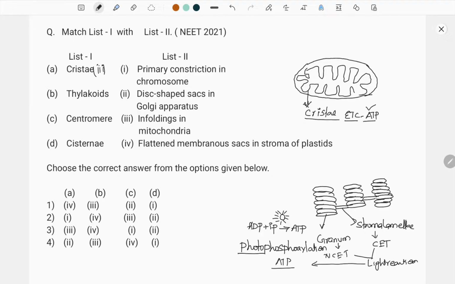So when there are more grana, the light reaction takes place, more photophosphorylation takes place, and more ATP synthesis takes place in the chloroplast. In the case of mitochondria, as I was telling you, in the cristae the ETC, the electron transport chain, takes place. Here the formation of ATP is called oxidative phosphorylation, that is, formation of ATP driven by the presence of oxygen. That takes place in mitochondria.